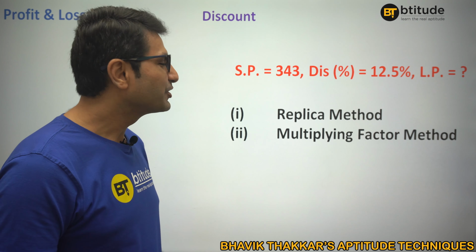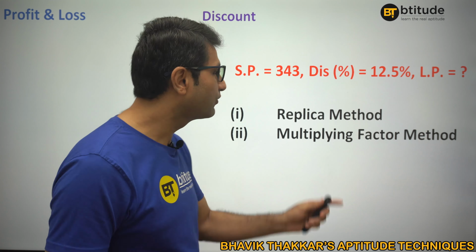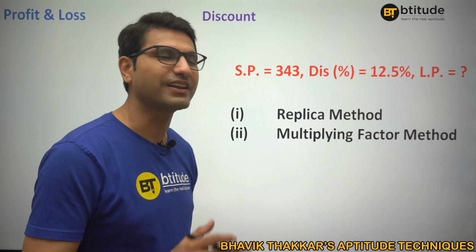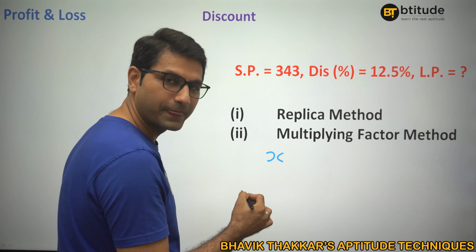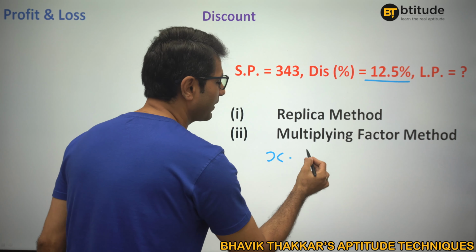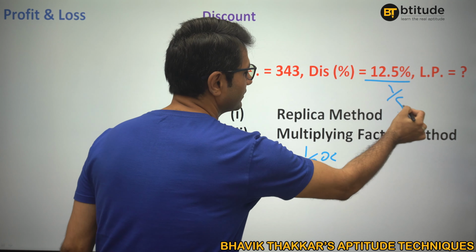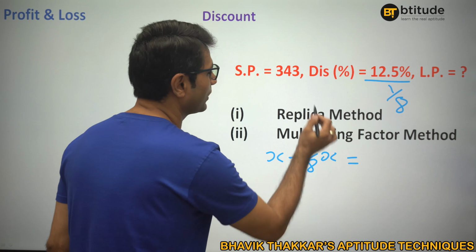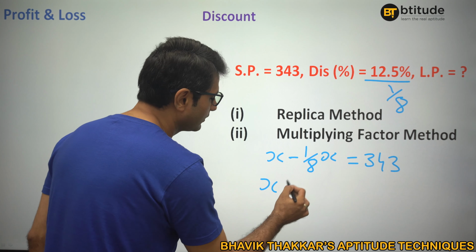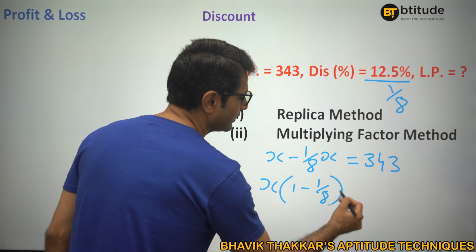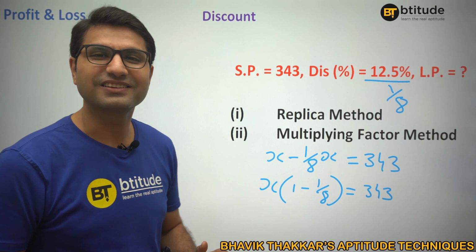Okay, what about the multiplying factor method? It is nothing but an equation method on steroids. If I am supposed to solve this question with an equation, I would do something like this. Wherever something is missing, I'll say x. So if label price is x, now when I'm giving discount, minus 1 by 8 x, because this is 1 by 8. That value actually is 343. Then you will say, okay, x is common: x times (1 minus 1 by 8) is equal to 343. That is the equation method.